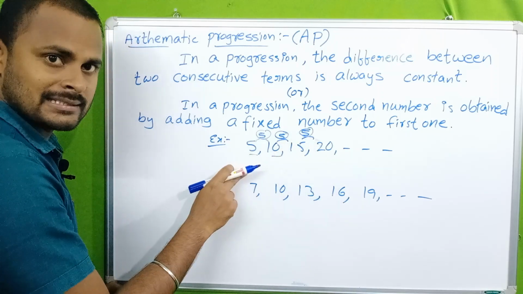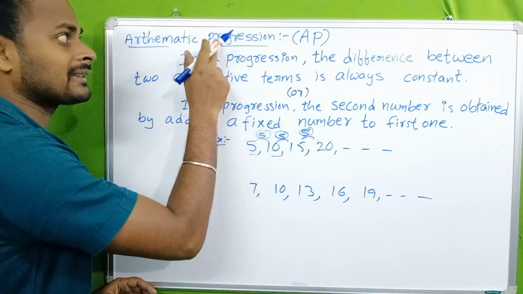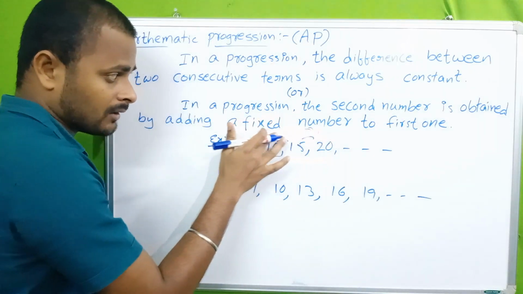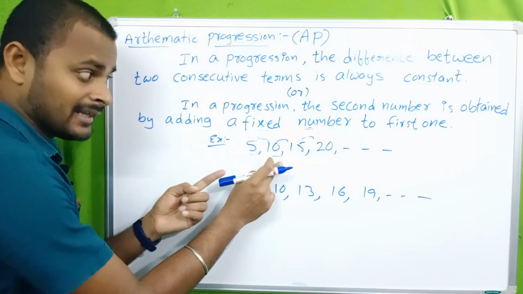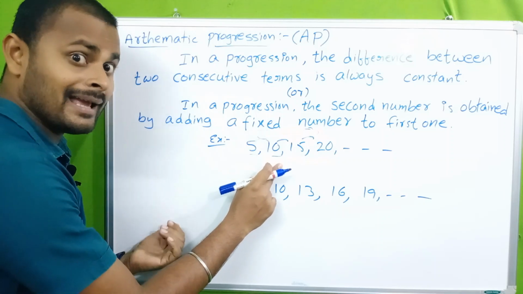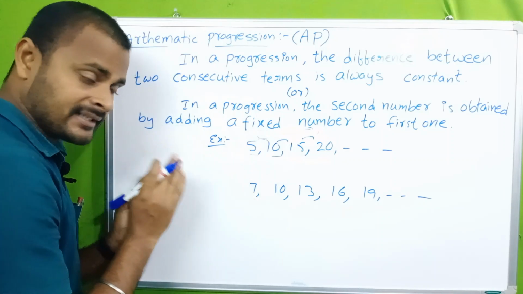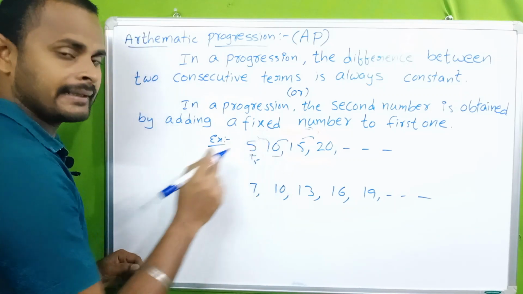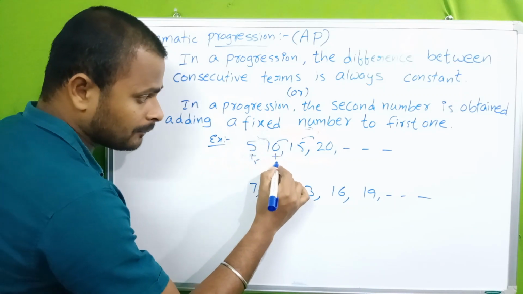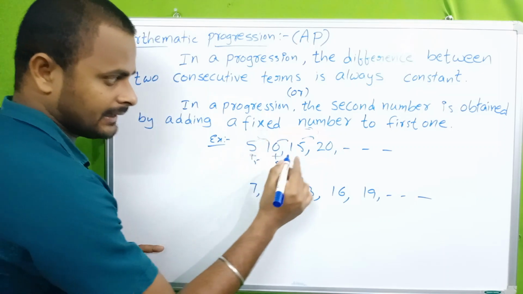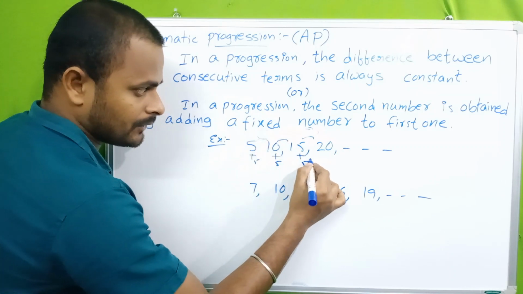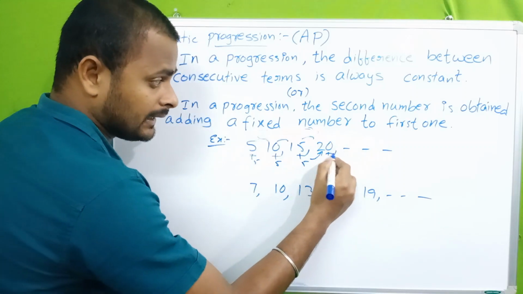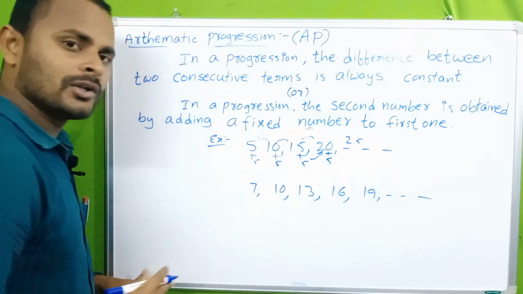So this number series, or this progression, is an arithmetic progression. In other words, according to the second definition, the second number is obtained by adding a constant number to the first number. Means 5 plus 5, you get 10. 10 plus 5, you get 15. 15 plus 5, you get 20. So by using that, the next term is 20 plus 5, the next term is 25.